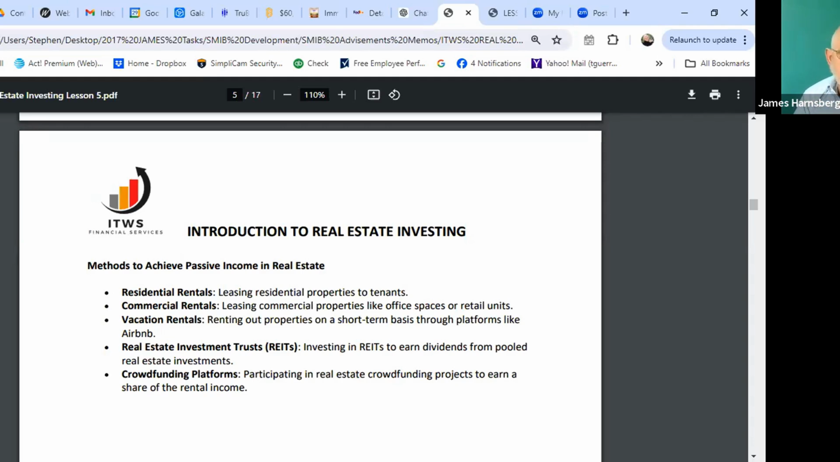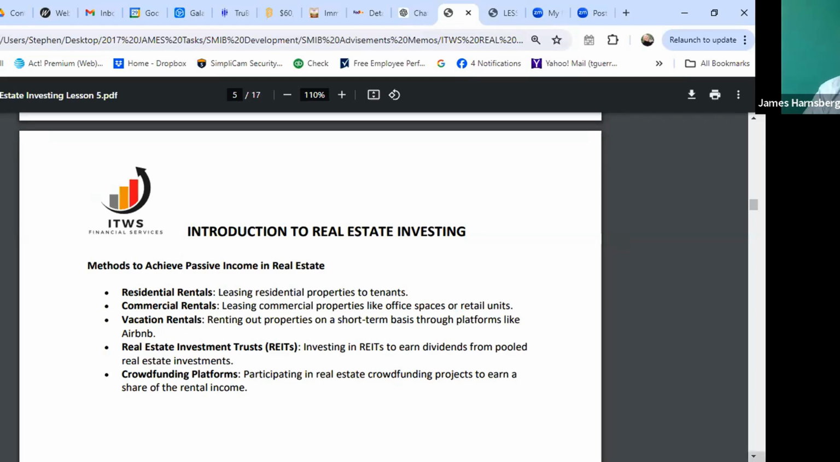Also, you have crowdfunding platforms that are extremely popular now, where you can participate in real estate investments through crowdfunding and different projects. So there's a host of different ways that you can generate passive income. This is just a sampling. I will tell you that the tax treatment is radically different on a passive income real estate investment than it is in one of the other classifications. The tax treatment is different. The financial treatment is different. And the rate of returns and the risk management is completely different.